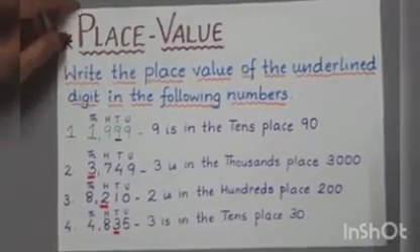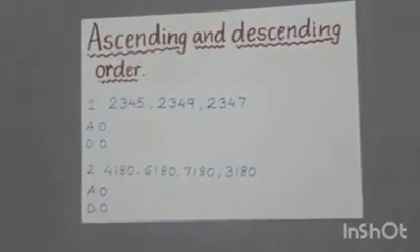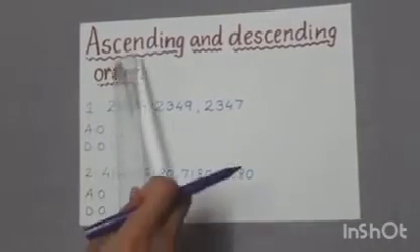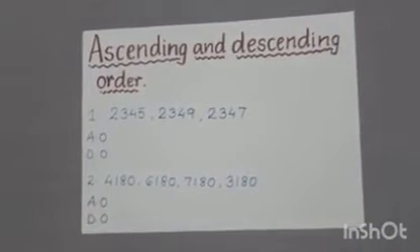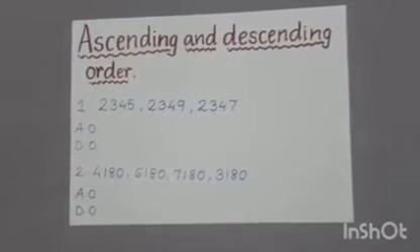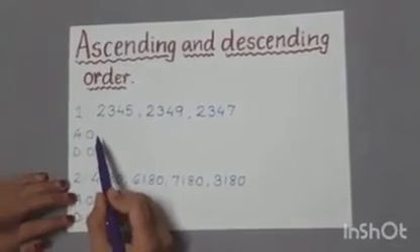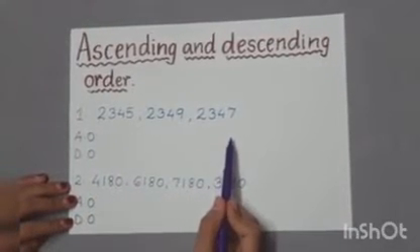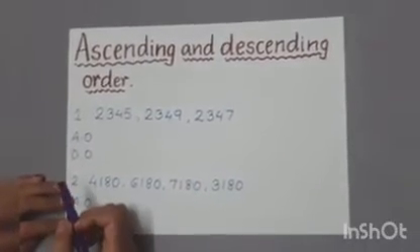So now the next we have is ascending and descending order. We have been studying ascending and descending order from smaller classes, yes or no, children? And what is ascending order? Ascending order is from smaller number to bigger number, and descending order means bigger number to smaller number.